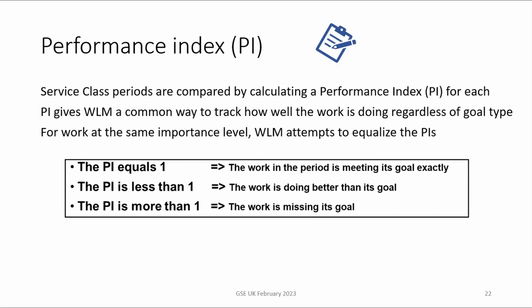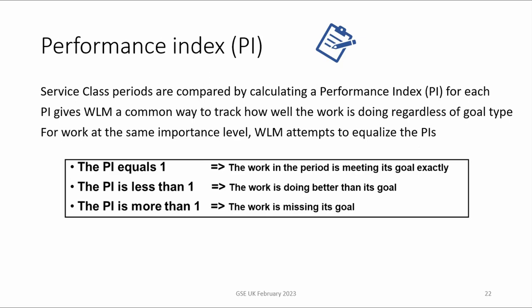Now, the next thing worth understanding is the idea of a performance index. A performance index is a way to compare service classes with different goal types, right? And so WLM is basically saying how well is this work doing at meeting its goal, and it's going to do a calculation. And in the case of response time goals, well, obviously it's counting what's happening and it's deciding how close you are coming to meeting your goal, and then giving you in effect a fraction to represent that.